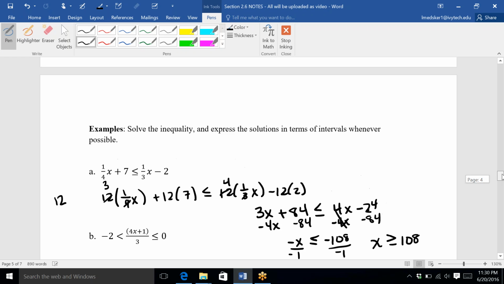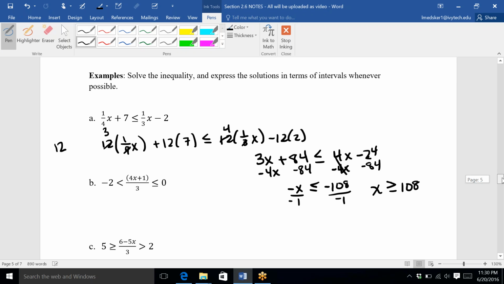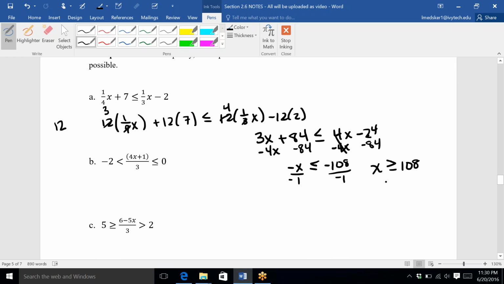Now, what else do we need to do with this? Express it in interval notation. So in interval notation, this would start out at 108 as its first number you shade, and it is a bracket because of the equal to bar, and it would go all the way to positive infinity.